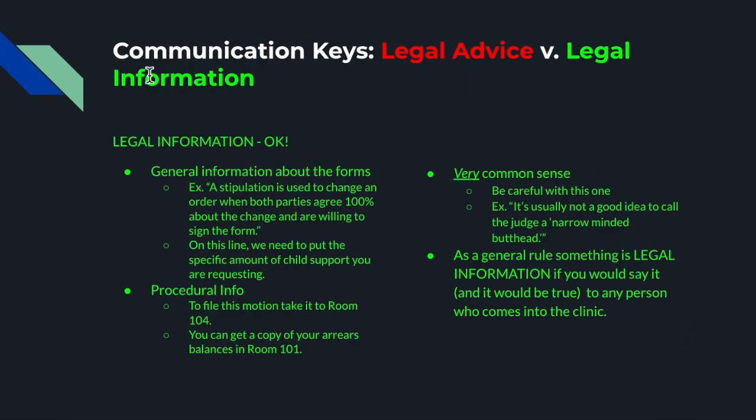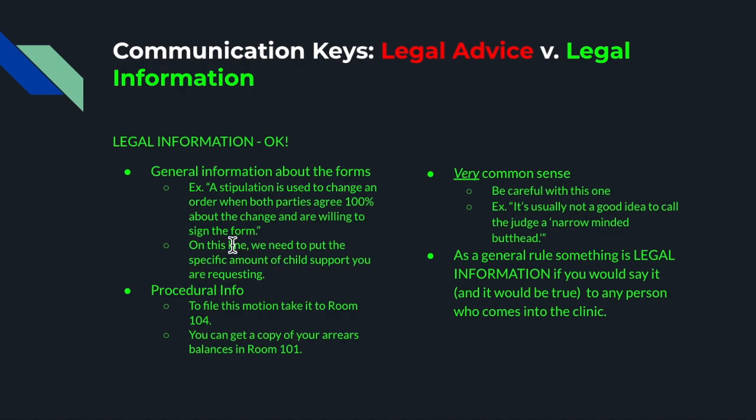So think about that idea. We'll talk about it a little bit at the end of this slide as well. So some examples of legal information. General information about the forms. So if I say to you, a stipulation is used to change an order when both parties agree 100% about the change and are both willing to sign the form. That is just information, right? That is just as true if I say it to you as if I say it to the next person in line, as if I say it to any of the 100 clients we have seen in the last couple of weeks, right? Now, some of our clients might say, that's a lovely piece of information, but I'm here for a divorce, right? So it may not be relevant to them, but the information is still true.